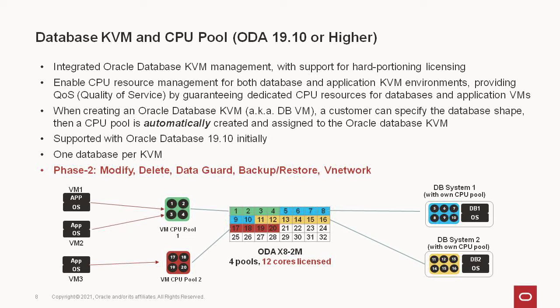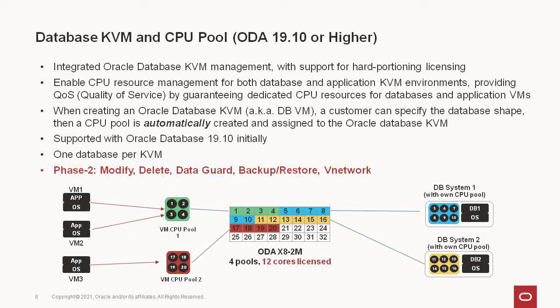And one thing that I want to emphasize, because we get a lot of questions on this: if you notice on the illustration for DB system 1, for example, see how the CPU pool, these are cores 5, 6, 7, 8, 9, 10, are encapsulated within the same box as the database. What happens when you create it is the system automatically creates the CPU pool based on the Oracle database shape that you use.